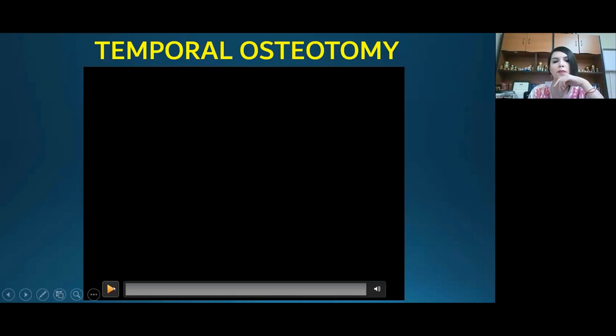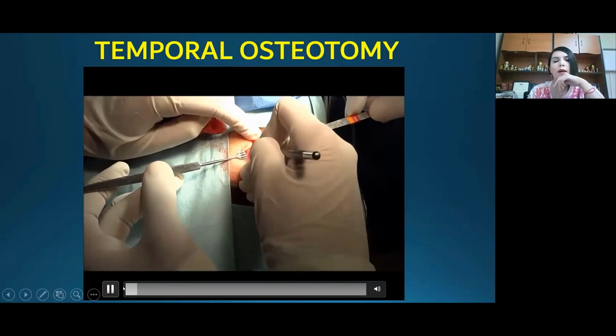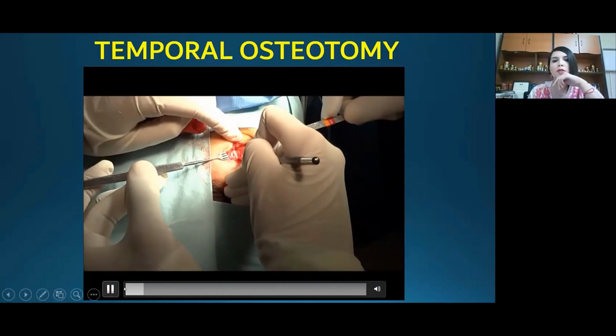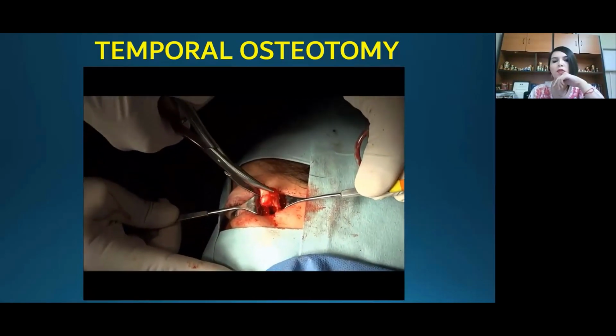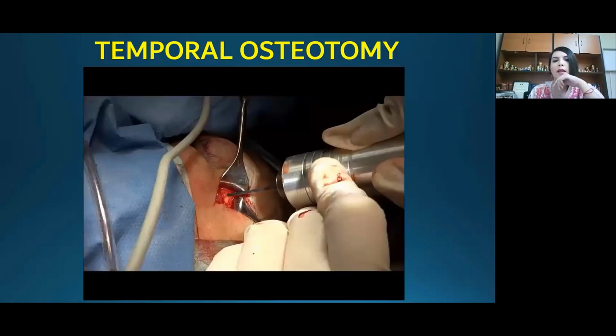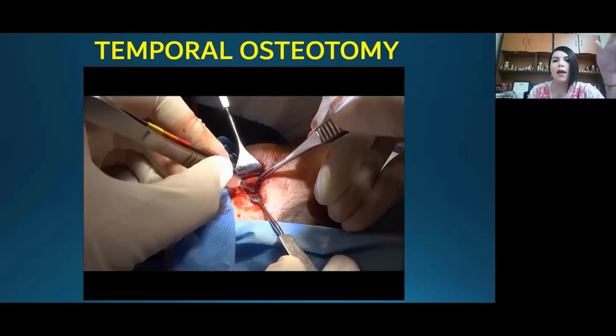It's a video. Here we have our patient. We are going to make a temporal osteotomy. We open the periosteum and we take a piece of temporal bone, and we arrive to the mass.